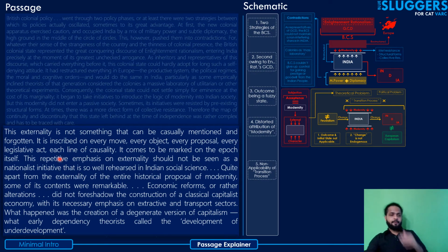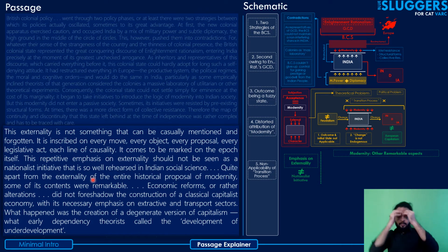Coming to the last part of the paragraph, the author says, this externality is not something that can be casually mentioned and forgotten. It is inscribed on every move, every object, every proposal, every legislative act. Each line of causality comes to be marked on the epoch itself. The repetitive emphasis on externality should not be seen as the nationalist initiative that is so well rehearsed in Indian social science. Okay, so guys, I'll split this into two parts. The first part is the first three sentences, up until here, the epoch itself. This is where the author tries to convey to us the significance of this idea of externality.